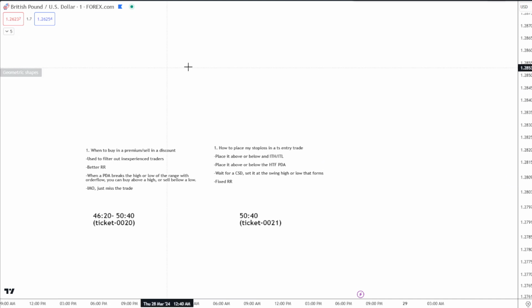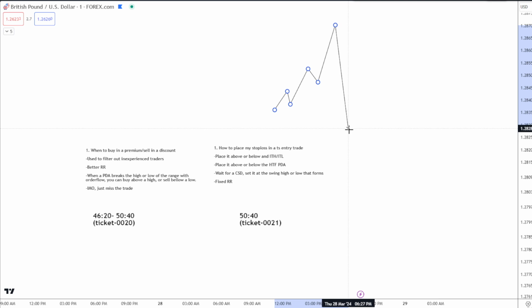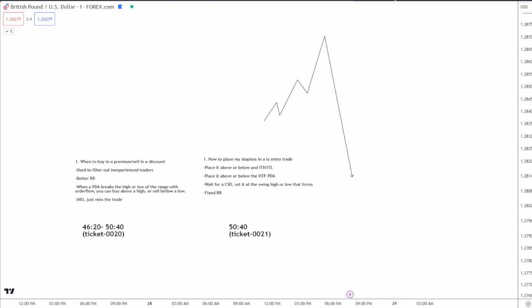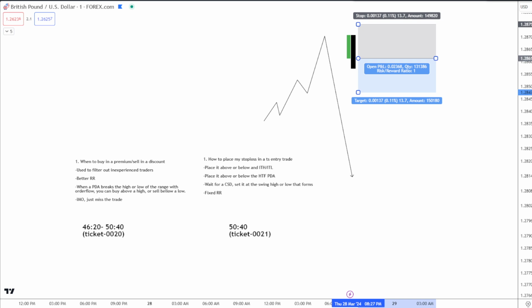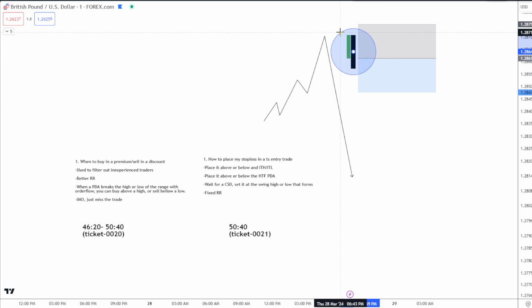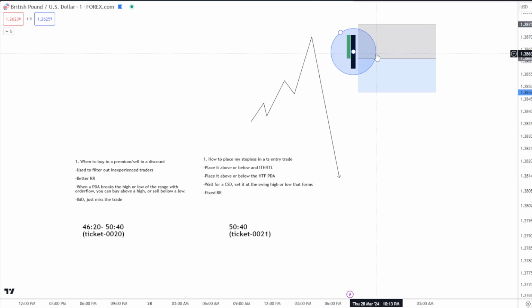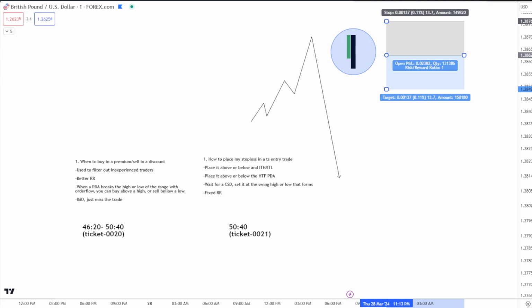But if we hit a range high or something like right here, and we have a change in state of delivery on the lower time frame, it'll look like this. There should be a green candle and then a black candle. So if it looks like this, you can go short off of this. Let me put this here. That's what it looks like here.